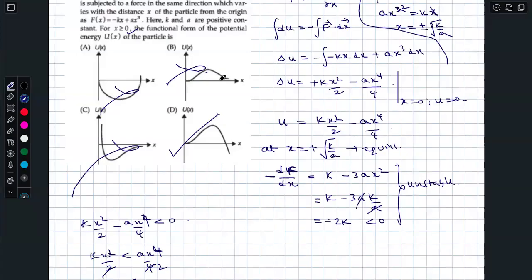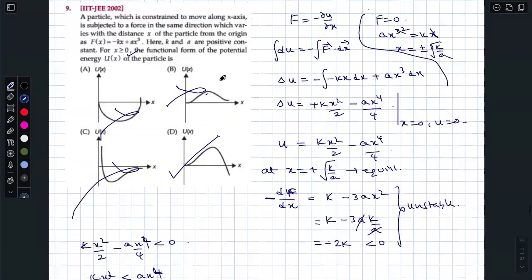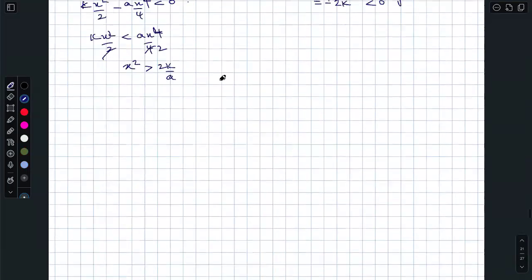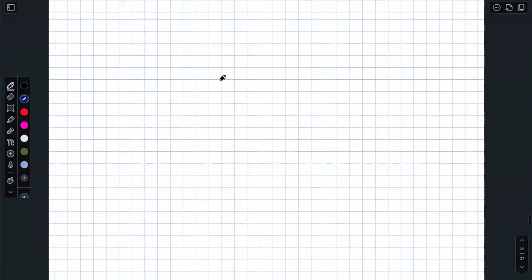Why? B and D look almost the same from the peak point of view. But for D, there is an extension after x greater than root 2k by a, whereas for B it is not like that. B says at x tends to infinity, u is 0, but that is not the situation here. As you increase x, u becomes negative. Okay. Very good question actually. 2002. Next.